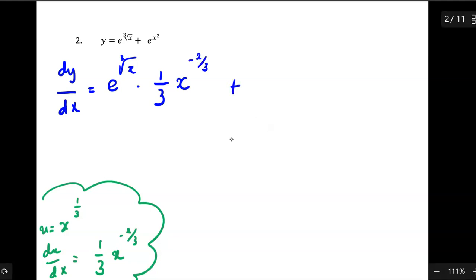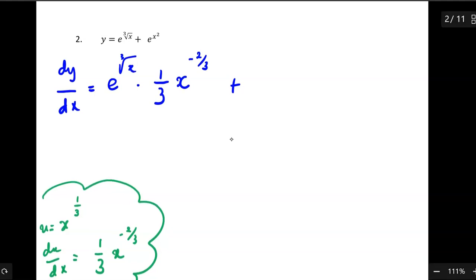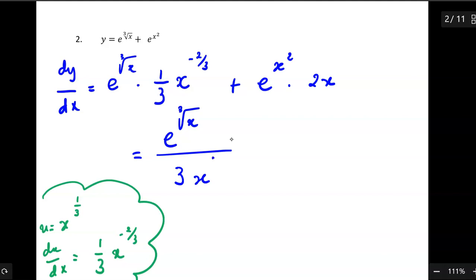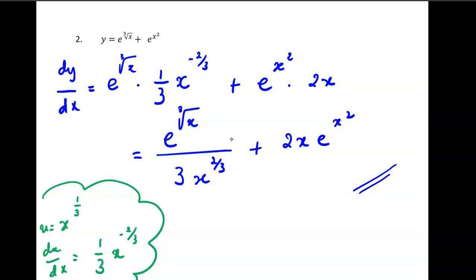Okay, now I add that with e to the exponent of x squared, so exact same thing repeating, multiplied by the derivative of x squared, in this case which is 2x. Okay, so in the end the final answer should be e raised to exponent cube root of x, the whole thing divided by 3x to the positive 2/3, adding it with 2x times e to the exponent of x squared. Alright, it's quite simple. Okay, so let's move on to the next question.